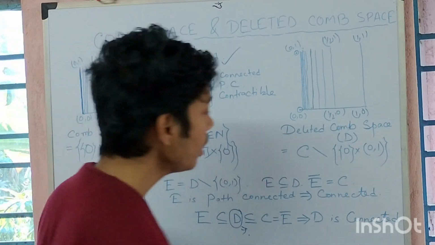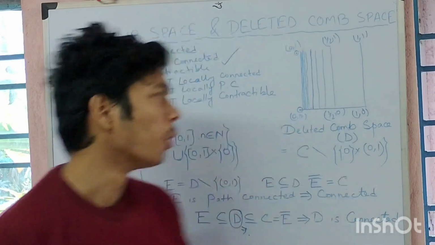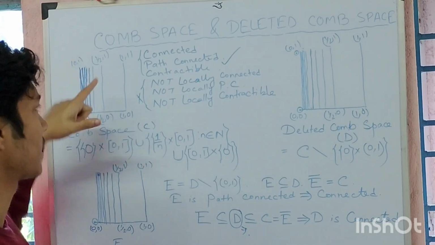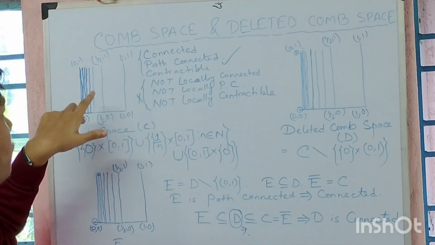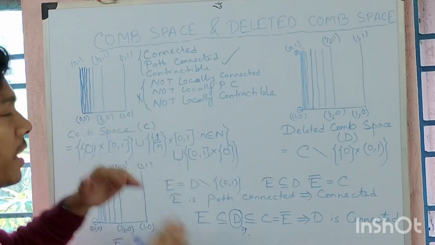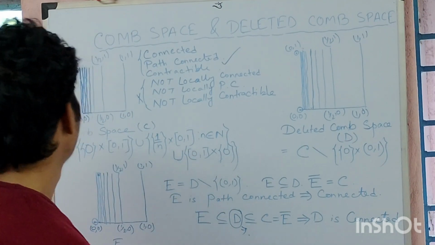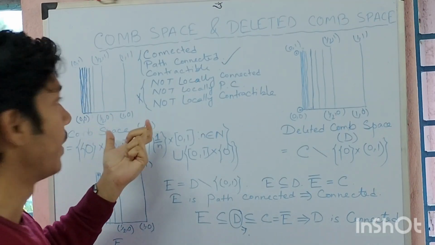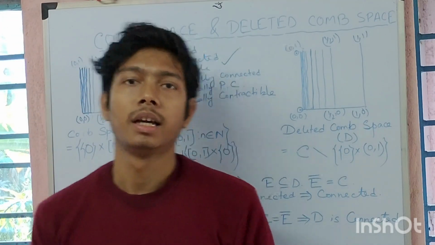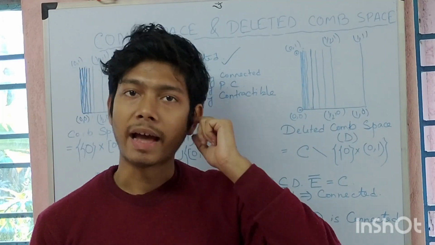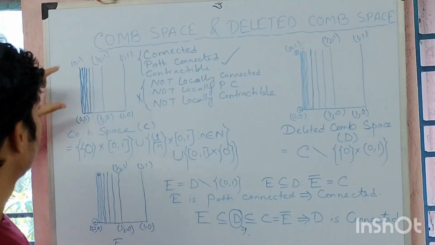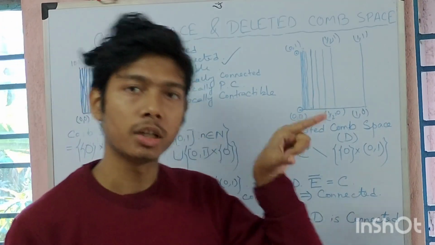Now there are a few more things. This comb space is basically path connected, because if you take any two points from this space, they can be joined by a path. So it is path connected, and path connected means it is connected. It is also contractible. What is contractible? Contractible means the identity map and the constant map are homotopic. So any path connected space is basically contractible.